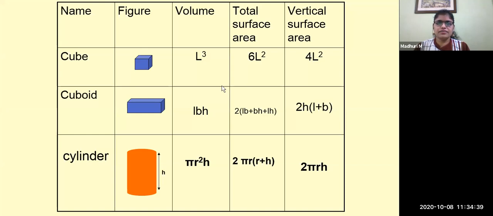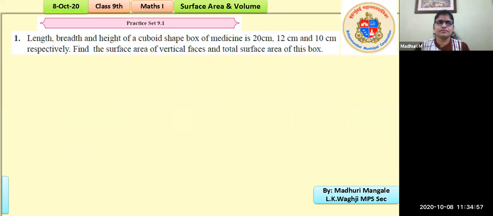Great. So with that, we will quickly begin with some examples. We will start with the first practice exercise of this chapter. Here is the first question. We are given the length, breadth and height of a cuboid shaped box of medicine, which are 20 centimeter, 12 centimeter and 10 centimeter respectively. And we are asked to find the surface area of vertical faces and the total surface area of the box.